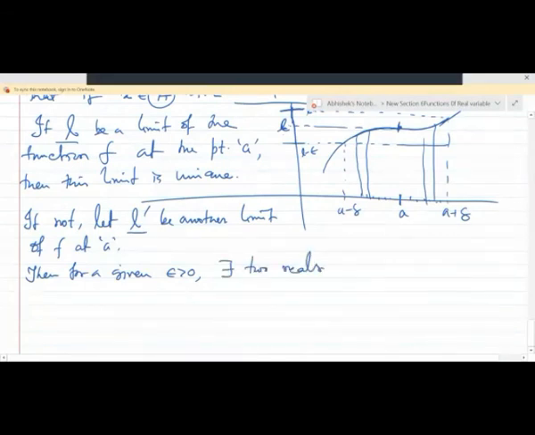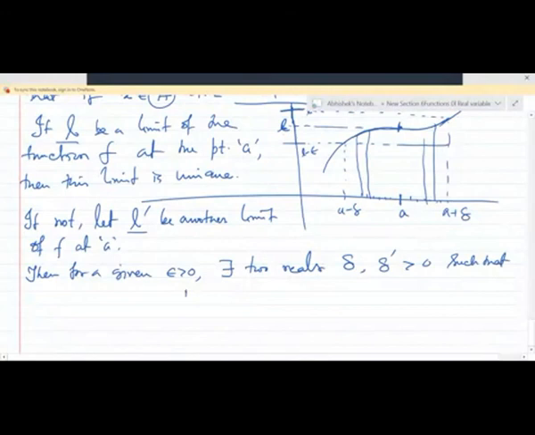So for a given epsilon greater than 0, there exist two reals, delta and delta dash greater than 0, such that mod of f(x) minus L is less than, now I am considering the epsilon chosen suitably, epsilon by 2. So actually this delta and delta dash depend on epsilon by 2, that you can choose.